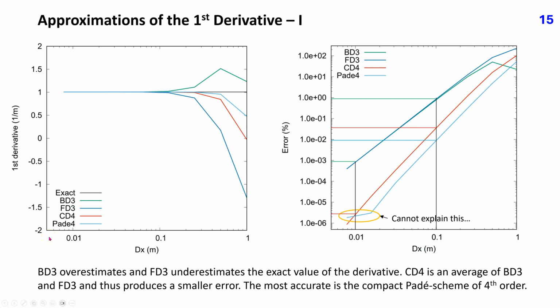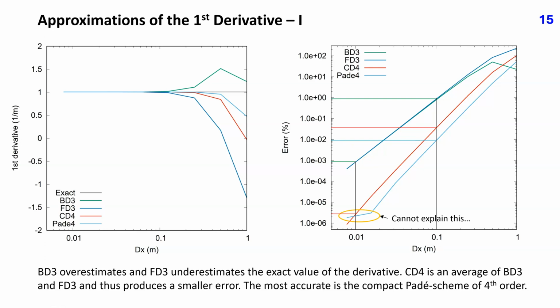All approximations converge monotonically toward the exact value, except for backward difference on the coarsest grid. Now the curves for all schemes cannot be distinguished from the line representing the exact value when delta x is smaller than approximately 0.1. The plot on the right shows the variation of the error with grid spacing on a log-log scale. Backward difference BD3 and FD3 are obviously third-order approximations because the slope of the line asymptotically becomes equal to 3. That is, when the grid spacing is reduced by 1 order of magnitude, the error is reduced by 3 orders of magnitude.